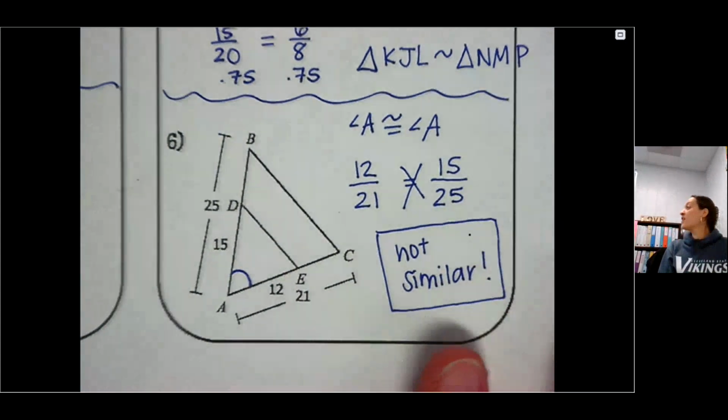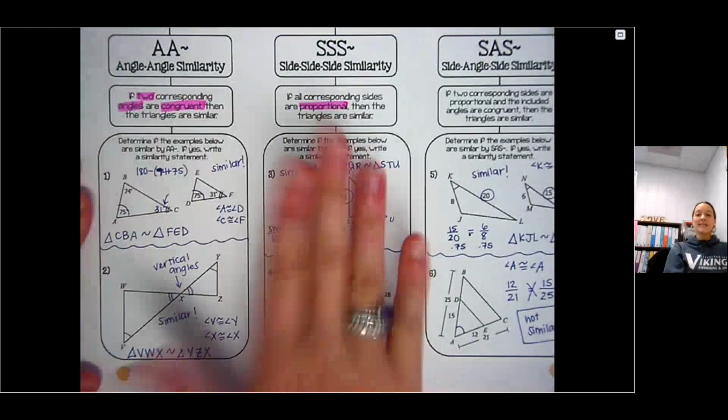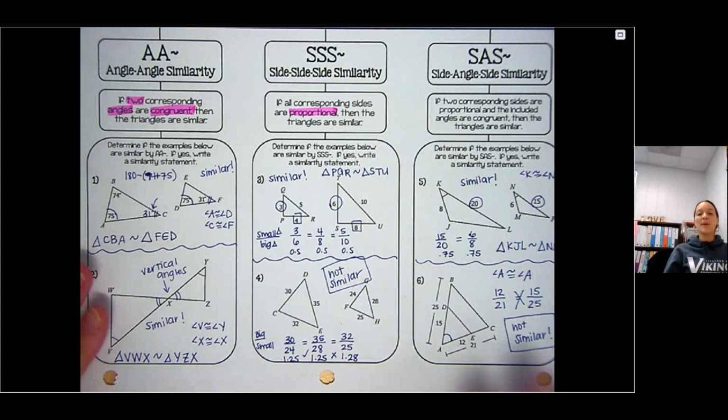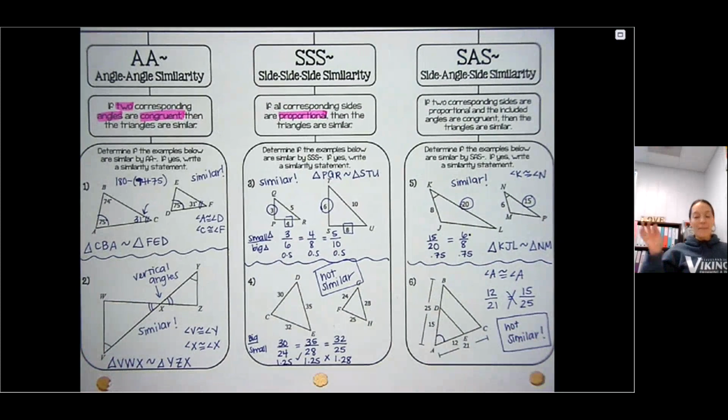Okay, so 3 different theorems, and these are the only 3 you're allowed to use. Angle, angle, side, side, side, or side, angle, side. It's a lot of just checking fractions to make sure that they match up with one another. Okay, let's do some practice now.